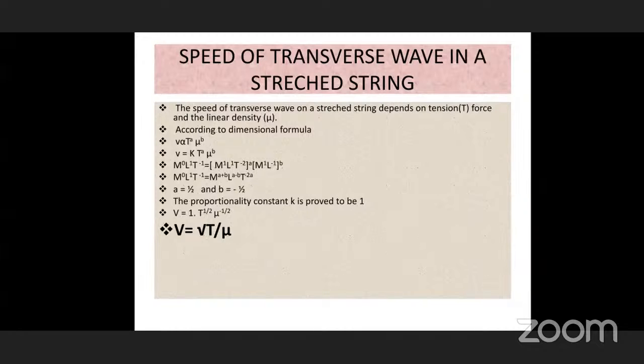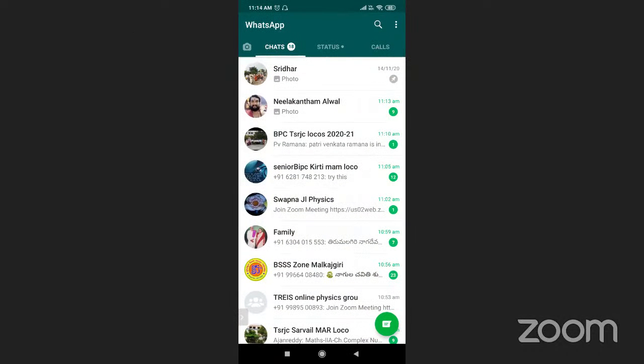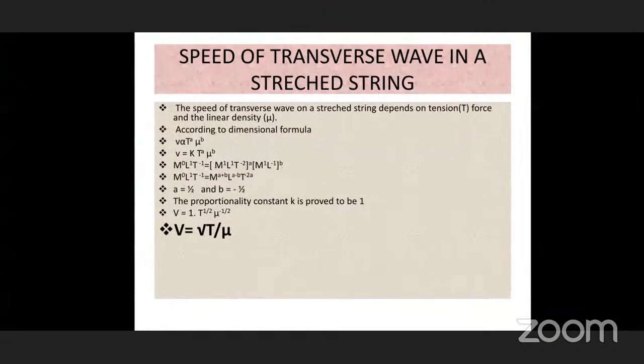So first you have to stretch the string by the application of T. T means tensional force. And next, linear density. The stretching of the wire depends on some important parameters, such as the elastic property of the medium. One may ask, if there is no elastic property, is it possible to send transverse waves? Definitely it is not possible.